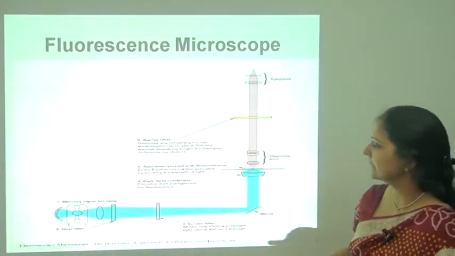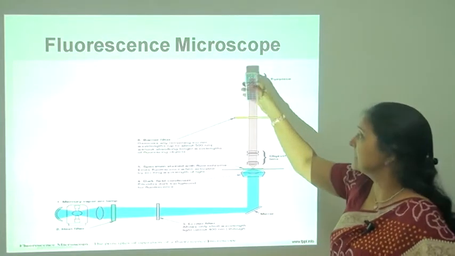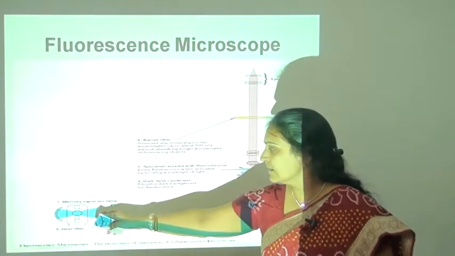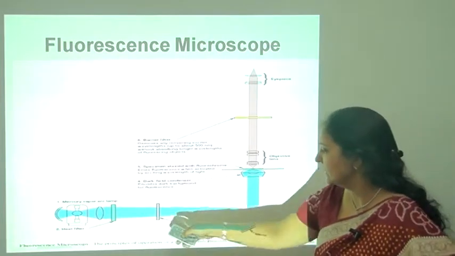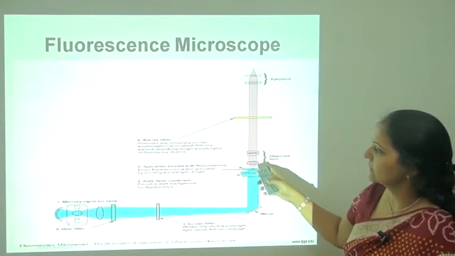Here is the basic diagram of the fluorescent microscope. This is the eyepiece from where we can see the object. These are the objective lens, and here is the mercury vapor lamp and the heat filter. Here is the exciter filter.